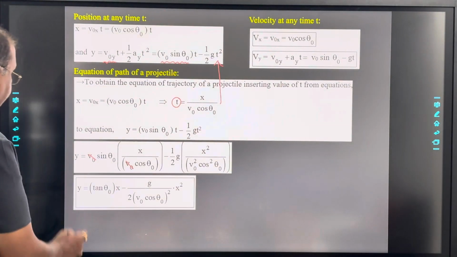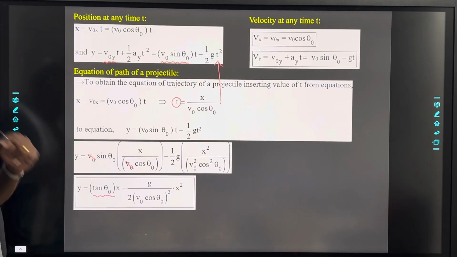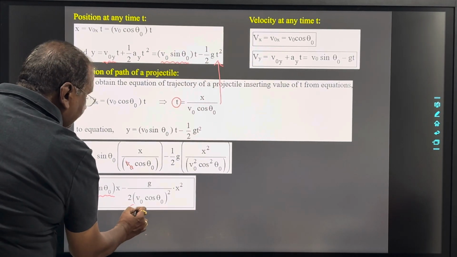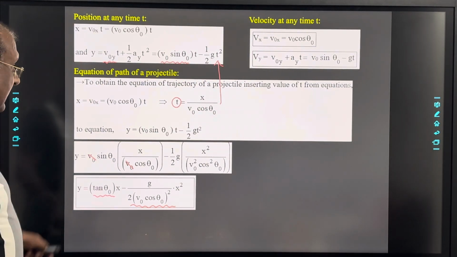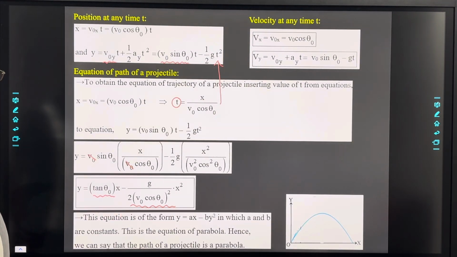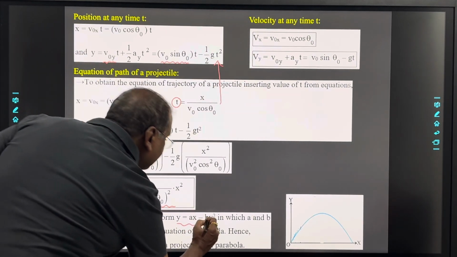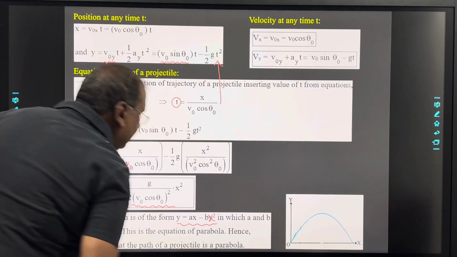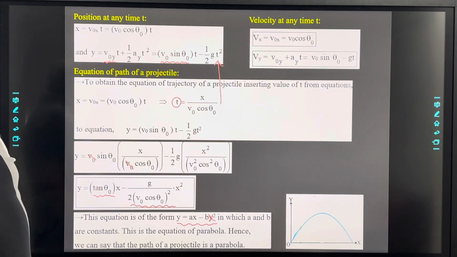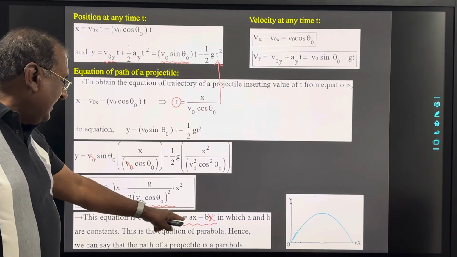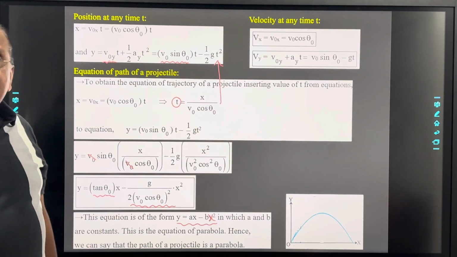Now see here, in this equation the multiple of x is constant, the multiple of x square is also constant. It implies that the form of this equation is like y equal to ax minus bx square. And in mathematics you study this equation, y equal to ax minus bx square, that is the equation of a parabola.